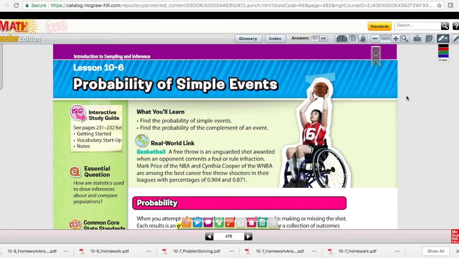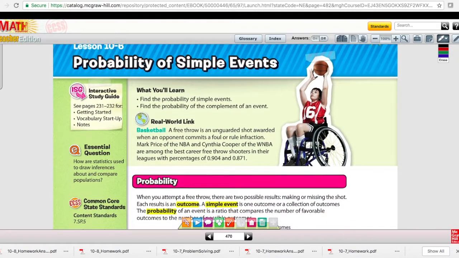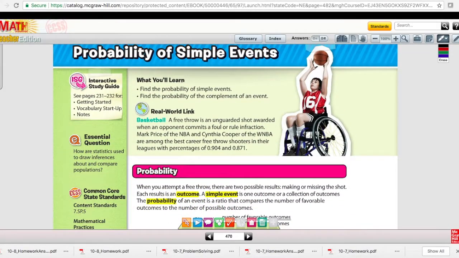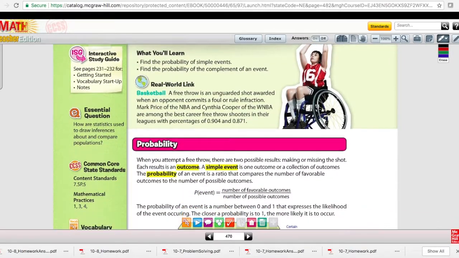In Lesson 10.6, you're going to be finding the probability of a simple event. You'll find the probability of a simple event, and you'll also find the probability of the complement of an event. Remember that the essential question for Chapter 10 is, how are statistics used to draw inferences about and compare populations?